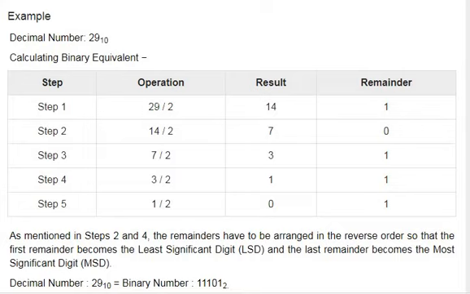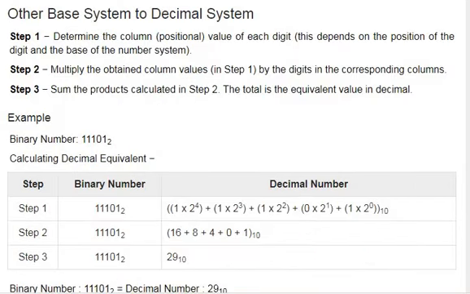Divide by 2, quotient 14, remainder 1. Again divide 14 by 2, it's 7 and remainder 0, and so on. You repeat the steps. The first remainder becomes the least significant digit and the last remainder becomes the most significant digit, meaning you just move from down to top. 11101 base 2 is the answer, the binary equivalent of 29.